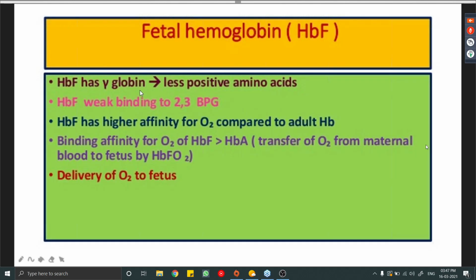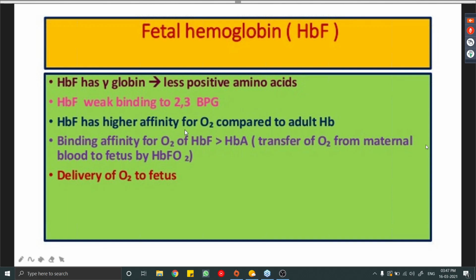So HbF has gamma globin, with fewer positive amino acids, so it has weak binding of 2,3-DPG and a higher affinity for O2 compared to adult hemoglobin. So we have seen the ODC. If we look at the oxygen saturation curve, the sigmoidal curve shifts, and the binding affinity for oxygen of HbF is more than HbA.